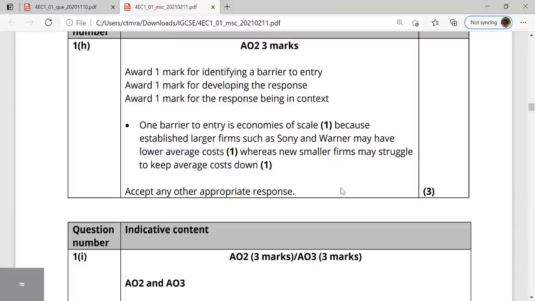There are other barriers as well, like maybe legal barriers or other kinds of barriers. But you need to mention only one.